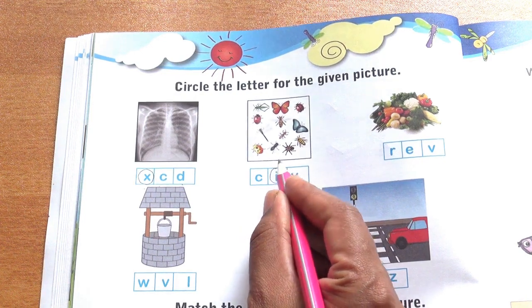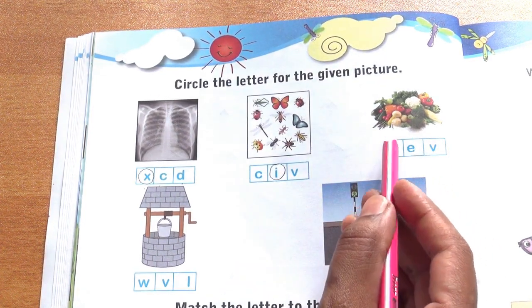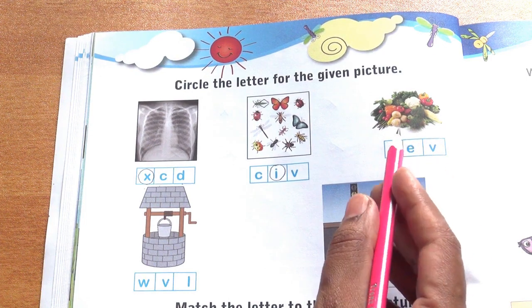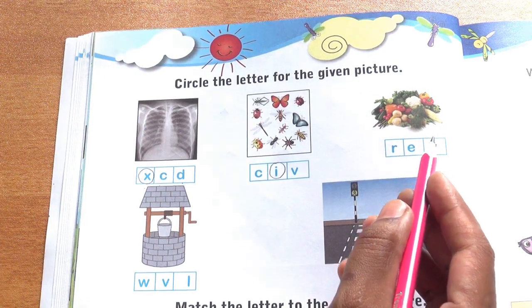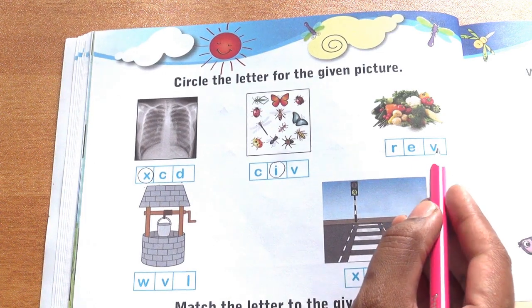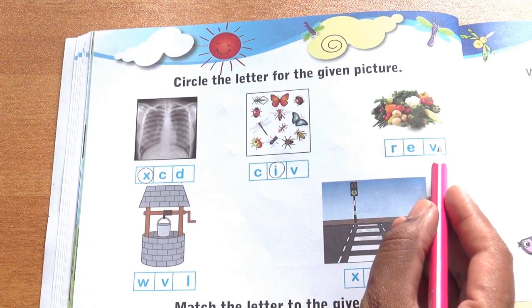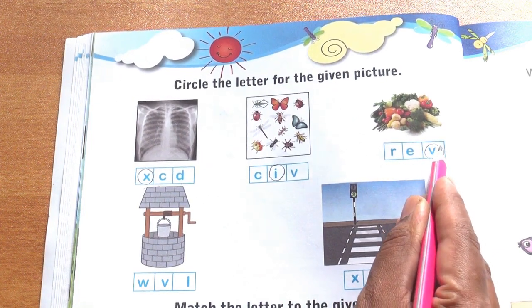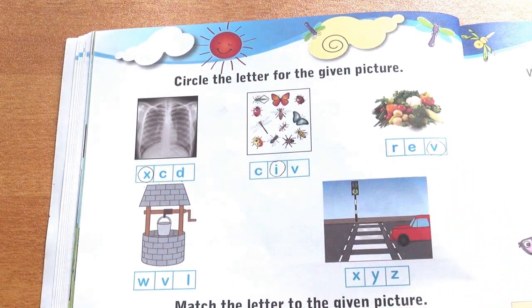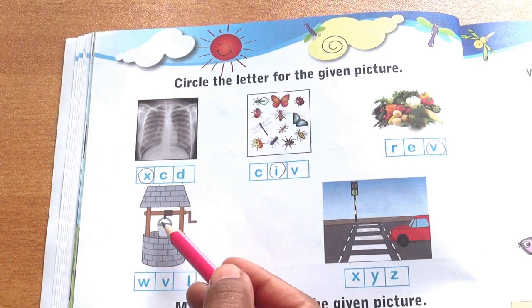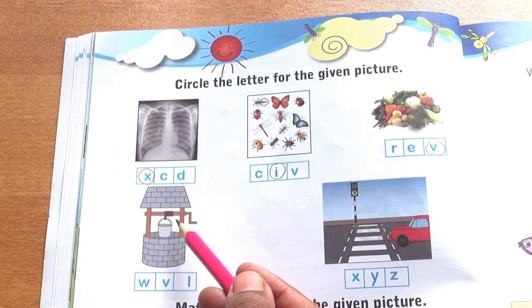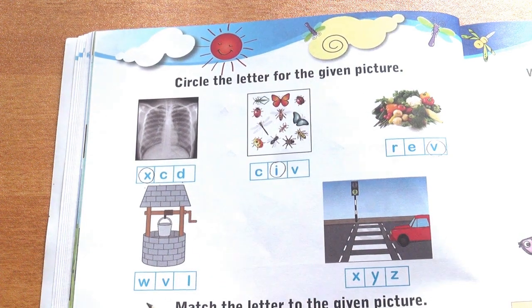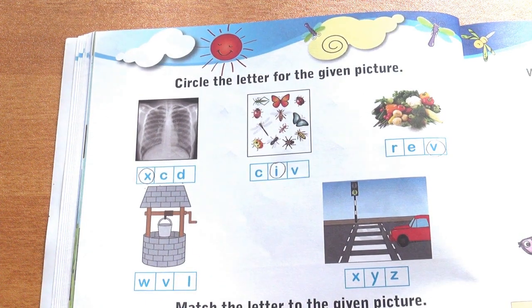Very good, children. And what are these? These are vegetables. Vegetables begins with letter V. Yes? Let us circle letter V. Okay, here we go. Wow, very good. Now this picture, what is this picture? Well, that's a well. Can you tell me with which letter well begins?